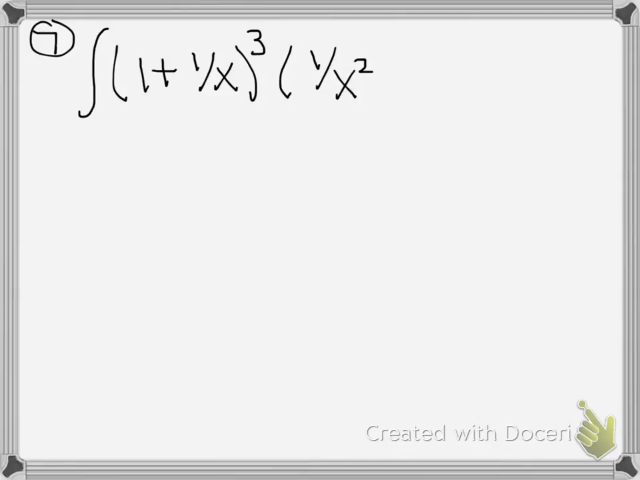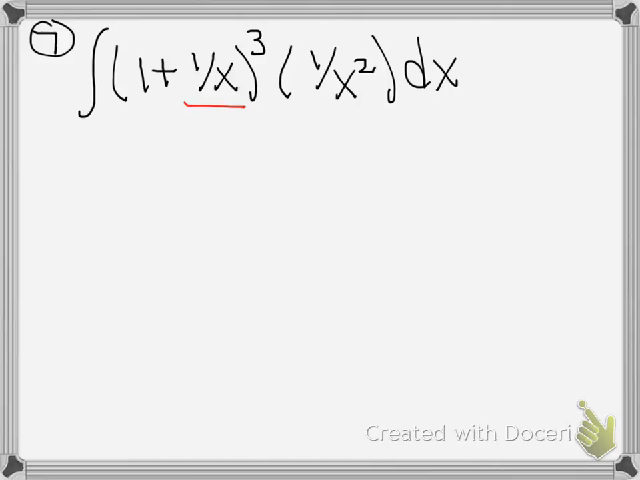Number 7. This is the integral of the quantity 1 plus 1 over x to the third times 1 over x squared dx. Okay, so think to yourself, what are we going to let u equal? Now, this problem, a lot of people say, let's let u equal 1 over x, because they think that that will give you the derivative of 1 over x squared.